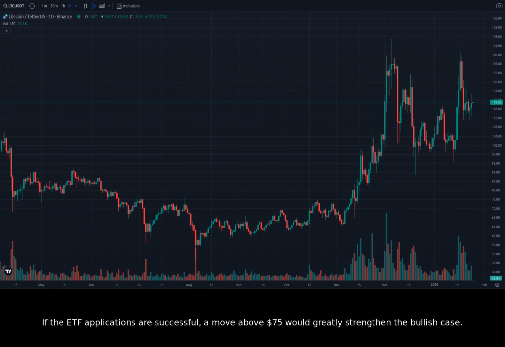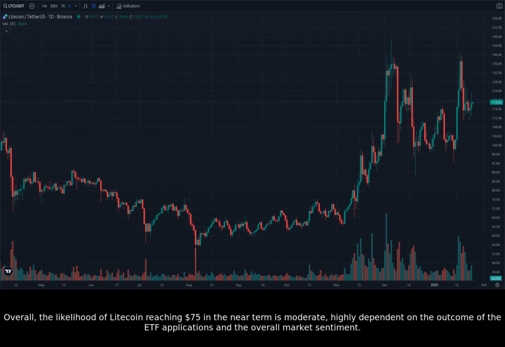If the ETF applications are successful, a move above $75 would greatly strengthen the bullish case. Conversely, a break below $65 would suggest a weakening of bullish momentum. Overall, the likelihood of Litecoin reaching $75 in the near term is moderate, highly dependent on the outcome of the ETF applications and the overall market sentiment.